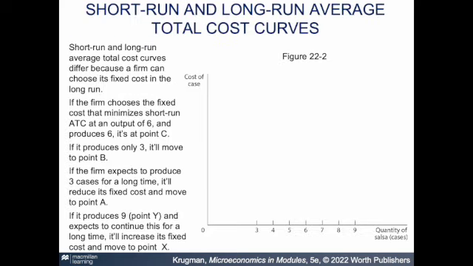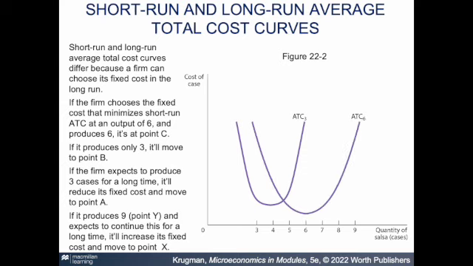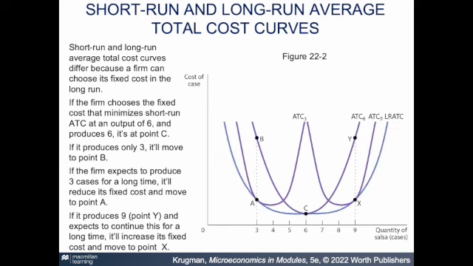Short-run and long-run average total cost curves differ because a firm can choose its fixed cost in the long run. If the firm chooses the fixed cost that minimizes short-run ATC at an output of 6 and produces 6, it's at point C. If it produces only 3, it'll move to point B. If the firm expects to produce 3 for a long time, it'll reduce its fixed cost and move to point A. If it produces 9, point Y, and expects to continue this for a long time, it'll increase its fixed cost and move to point X.